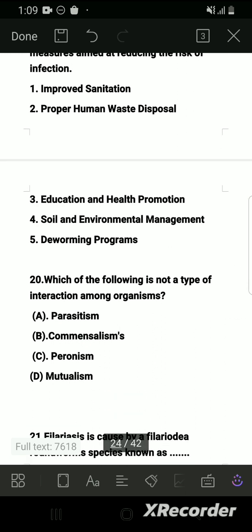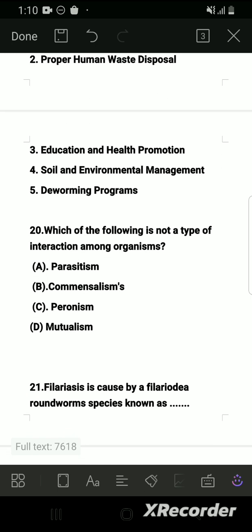Then coming to the last question in this part, which of the following is not a type of interaction among organisms? Is it parasitism, or commensalism, or Peronism, or mutualism? So what do you think is the answer? Let me leave you to answer this one. Or okay, should I answer it? Let me just answer the question. So we start from the last option.